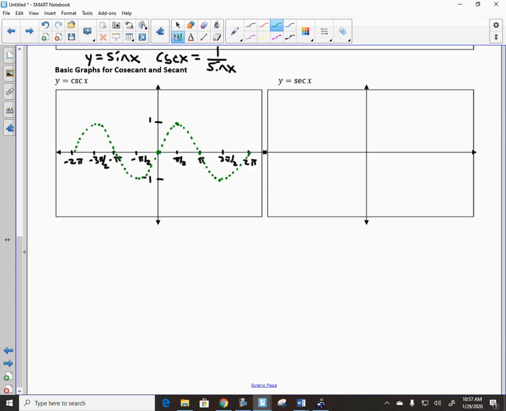So far, we have produced nothing of the graph of cosecant. We've only produced the graph of sine.